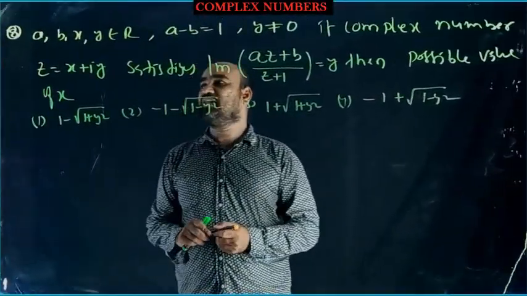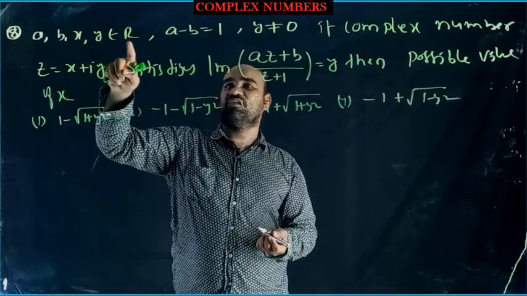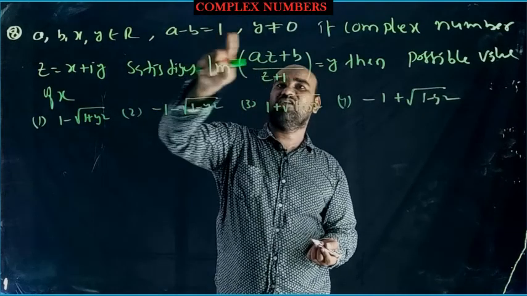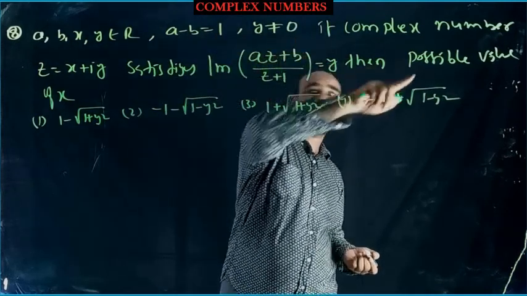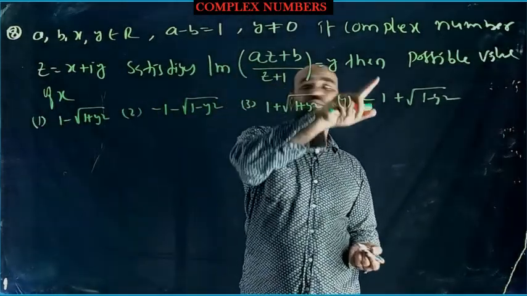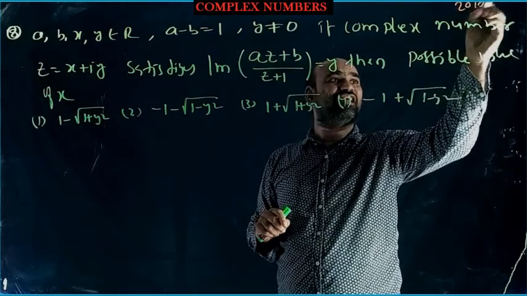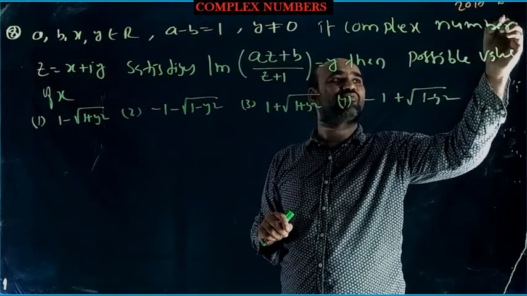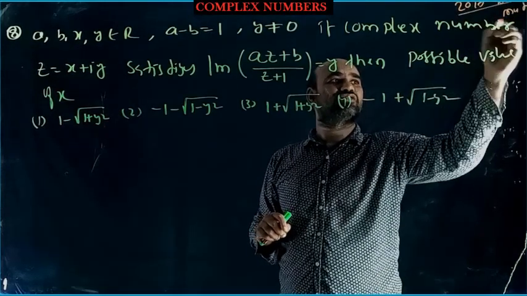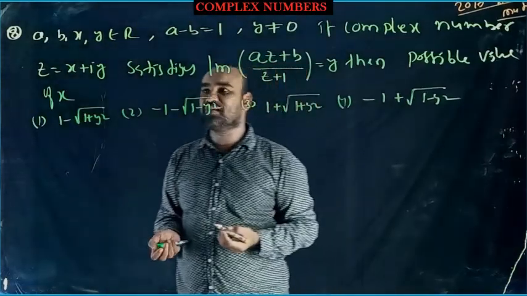Okay students, another question. a, b, x and y are real numbers and a minus b equals 1 and y is not equal to 0. If the complex number z equals x plus iota y satisfies this condition, then what are the possible values of x? This is a 2017 Advanced multi-type question, with one or more than one correct answer.